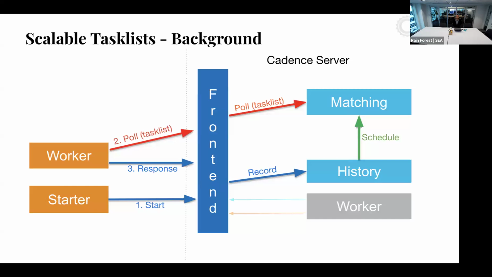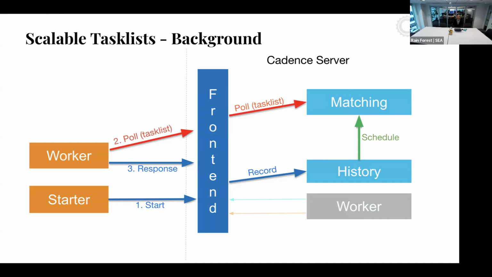On the user side, we have something called a starter and a worker. They could be in the same service, or they could be in separate services. What the starter does is start the workflows and send their parameters. Whenever you say start, all Cadence does is record it in a service called history. You can think of history as our ledger service.